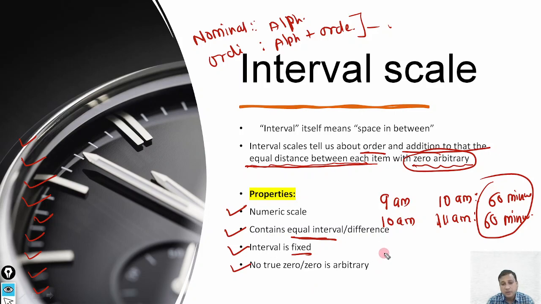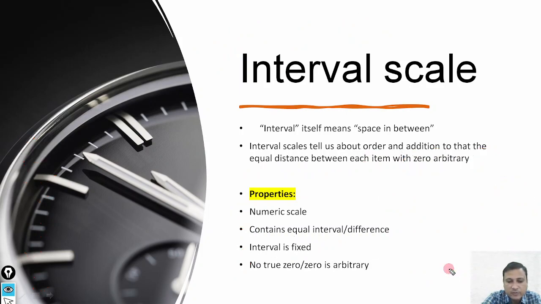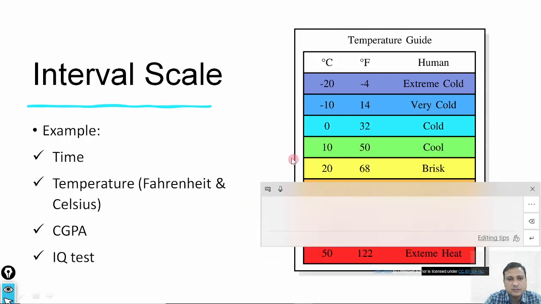What does that mean? If I ask someone what is time, is somebody going to say that time is zero? When I say that time is zero, does that mean time is absent? Whether that variable is absent? Can we say like this? No, time is never zero. There is some time always. Fine. To understand this better, when we see some examples, you will understand this.